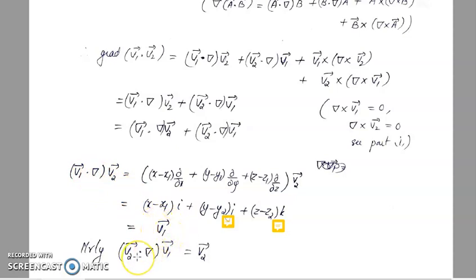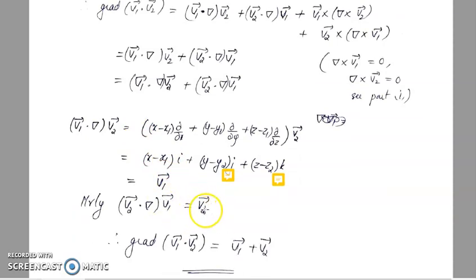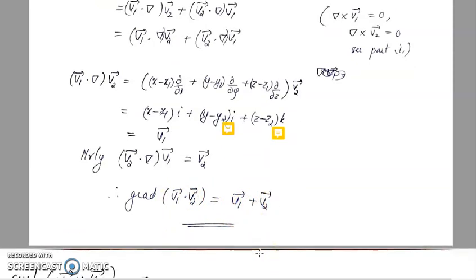But similarly, when you take V2 dot del V1, you are going to get x minus x2 i plus y minus y2 j plus z minus z2 k, which is equal to V2. So the first term here will be V1 and the second term will be V2. So therefore gradient of V1 dot V2 is equal to V1 plus V2.